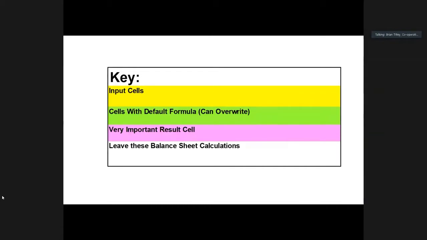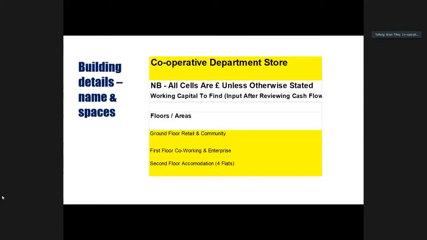So just to take you on a tour, so there's the bit that I was saying. The important bit for me is the yellow, the white ones. Leave those ones, because that will break it. But as long as you've got a template, you can just start again.